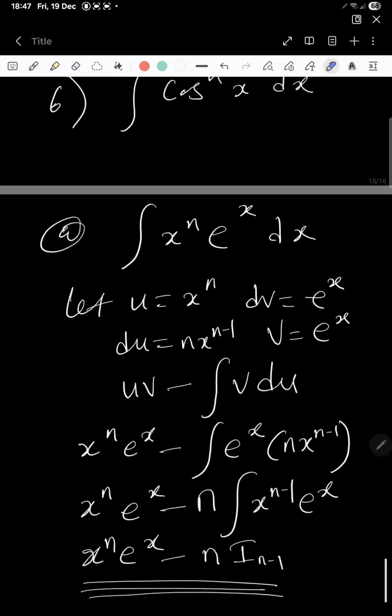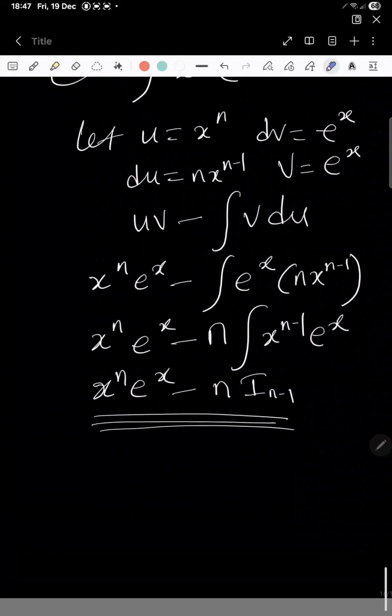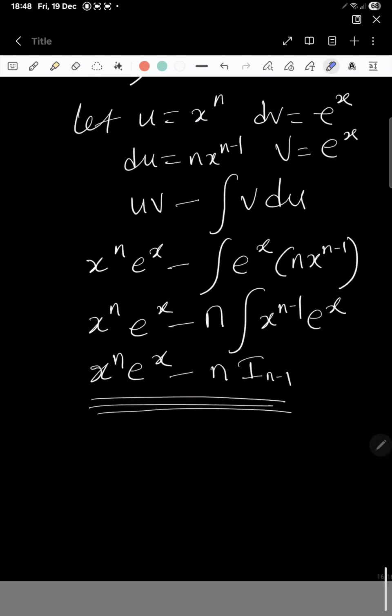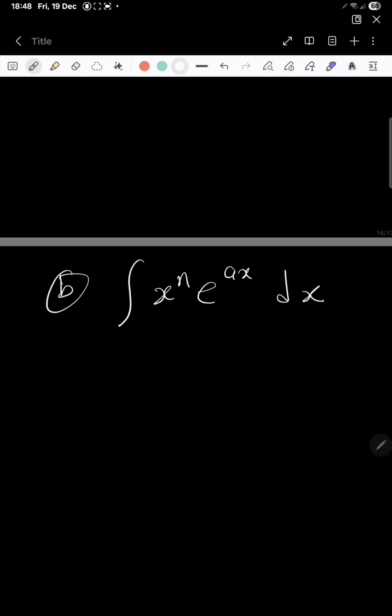And now then, let's see how to derive the other form for reduction. So the other form for reduction is b, which is the integral of x to power n e to power ax dx. So how do we derive this? To derive this, we are also going to use by parts. So you say let u be equal to x power n and dv be equal to e to power ax. Then from there get du.